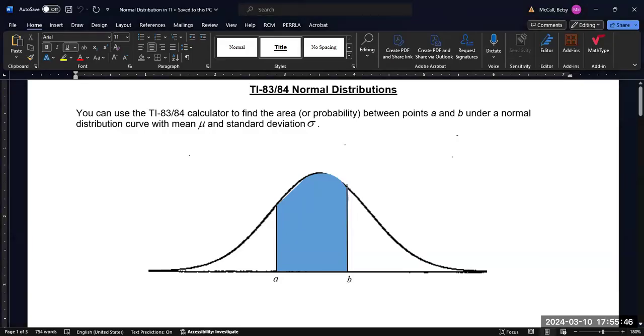All right, so in this video, we're going to look at how to calculate probabilities with the normal distribution in the TI-83 and 84. So we're going to look at calculating probabilities between two values.